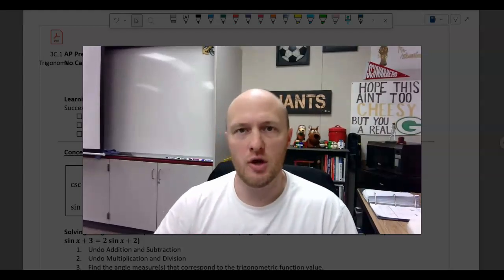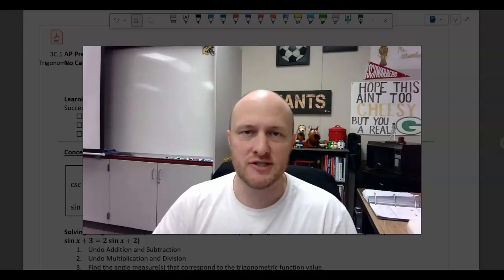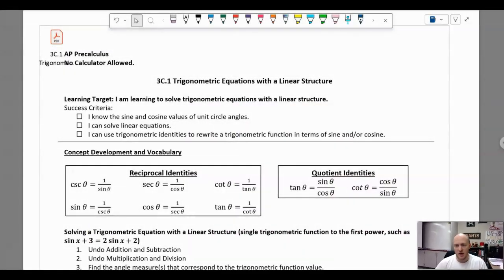We are going to solve some trigonometric equations, specifically trig equations that have a linear structure. You will be successful if you know your sine and cosine values of the unit circle angles. Again, that's very, very important. Go back and check out the unit on the unit circle. If you know the left hand trick, all you need is your left hand in order to easily have access to all those values. I'll outline that here.